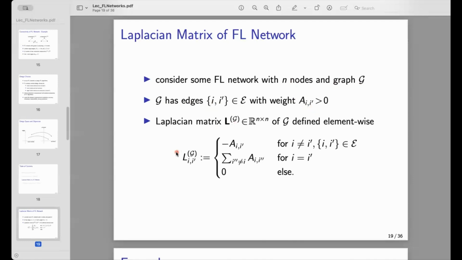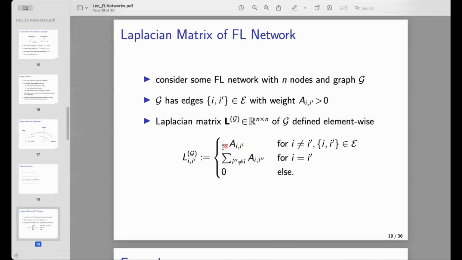And then we define the Laplacian matrix element-wise. For each edge, we have a negative off-diagonal element. So this here is an off-diagonal element of the Laplacian matrix. And on the main diagonal, we have the sum of all the edge weights that are connected to node i. So this is actually the weighted node degree.